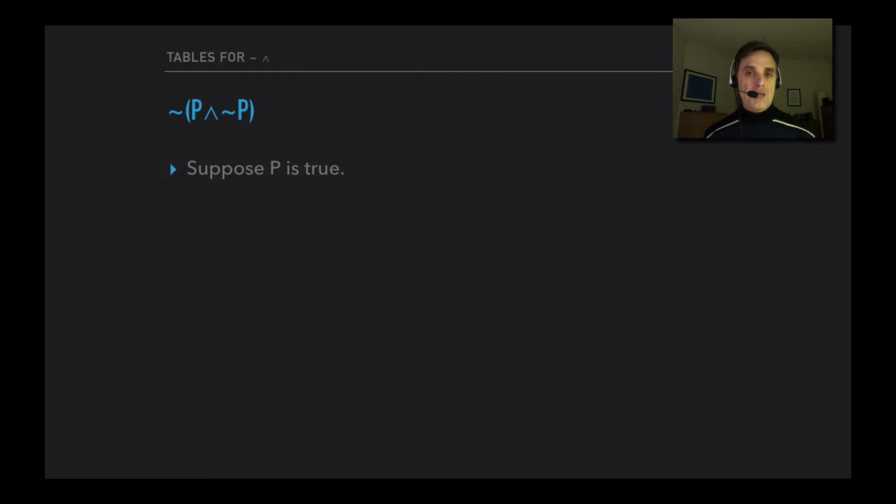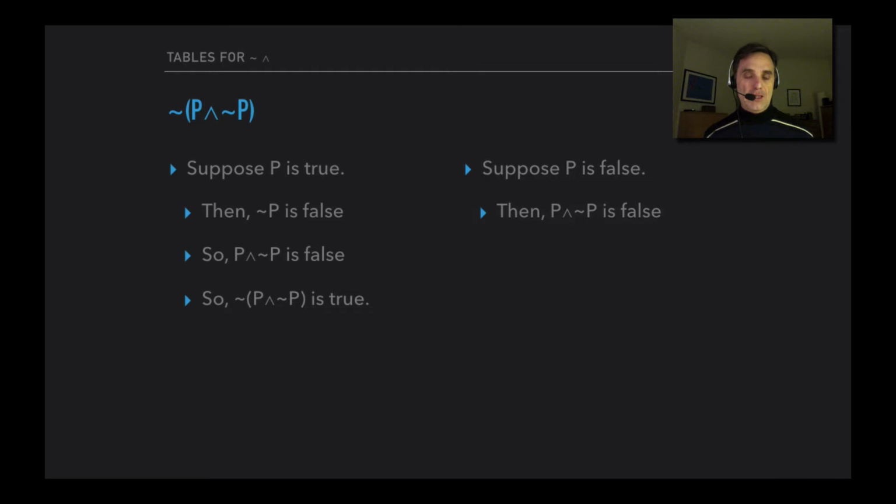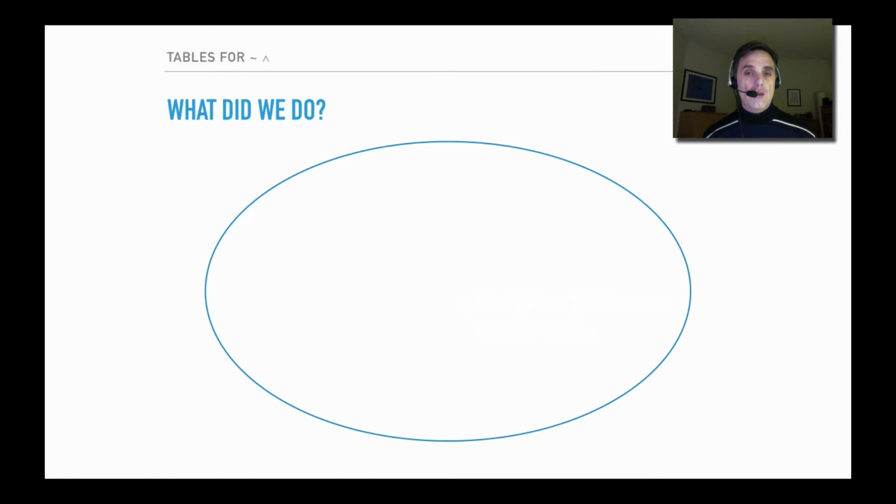Okay, so suppose that P is true. That means that not P is false. That means that P and not P is false because one of its parts is false and it's a conjunction. It says they're both true. And that means that the negation of the conjunction is true. So if P is true, then our whole sentence is true. Now suppose P is false. Well, in that case, P and not P is false again because this time the P conjunct is false. And that means that the whole thing, negation (P and not P), is true. And so whether P is true or P is false, negation (P and not P) is true, and therefore it's a tautology.